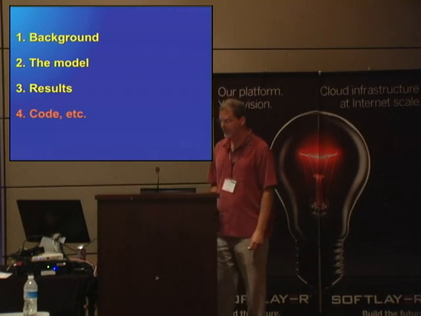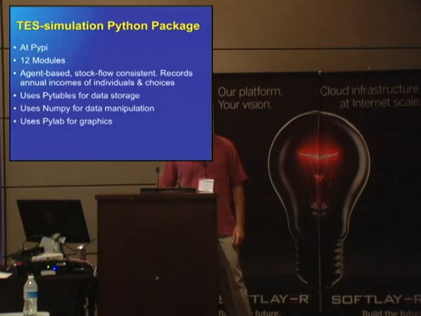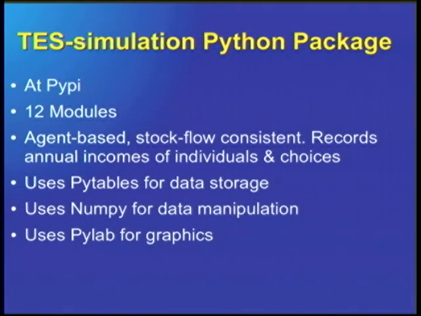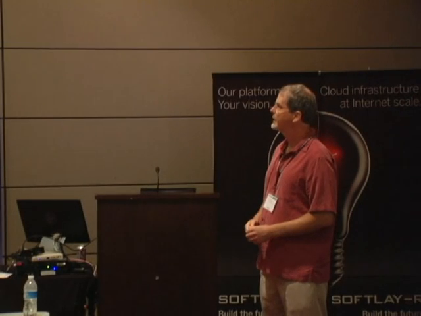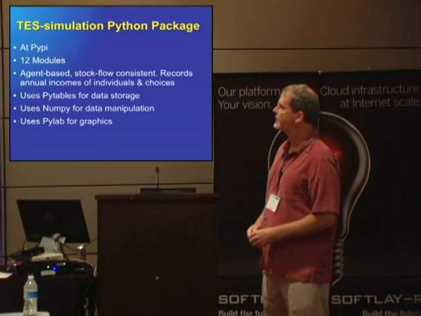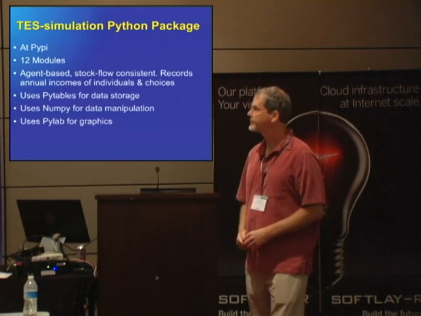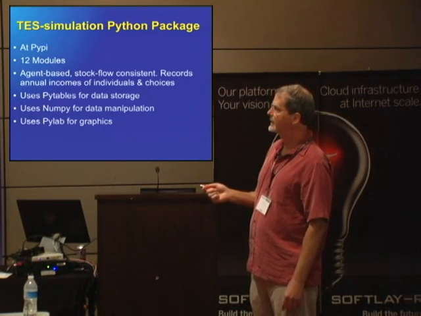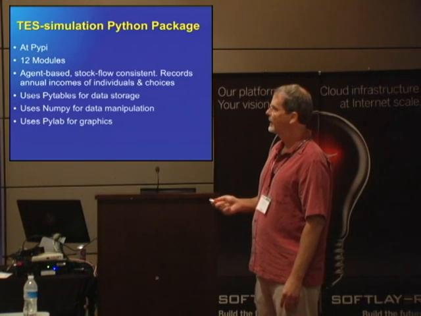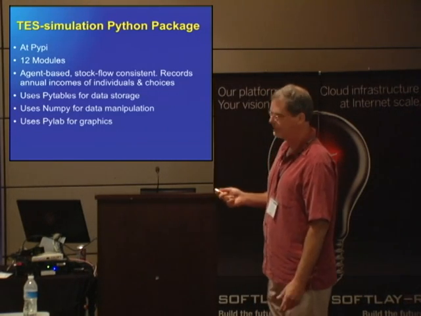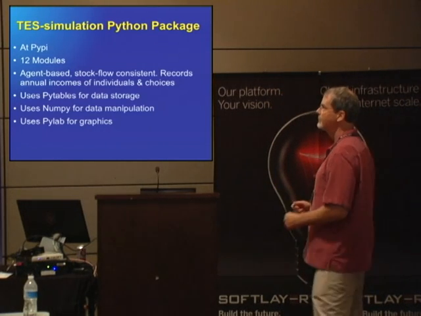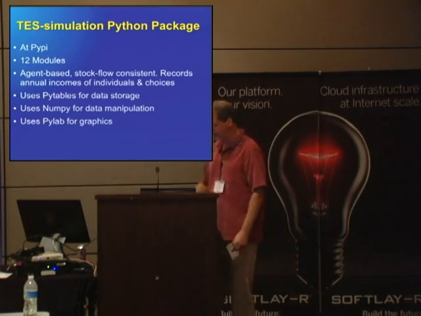All right, now a little bit on the code and how this whole thing is put together. The code itself is available at PyPI. There's a package called TES simulation at PyPI, and you can download it there if you wish. You can run it. There are 12 modules in the program. Again, it's an agent-based model, stock-flow consistent, and records the annual incomes of individuals and their choices over time. It uses PyTables for data storage, NumPy for data manipulation, PyLab for graphics, and the rest is just straight Python.